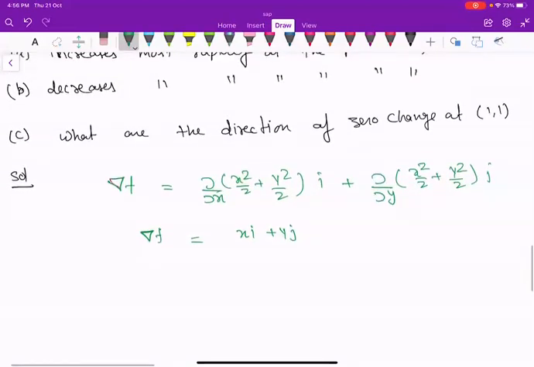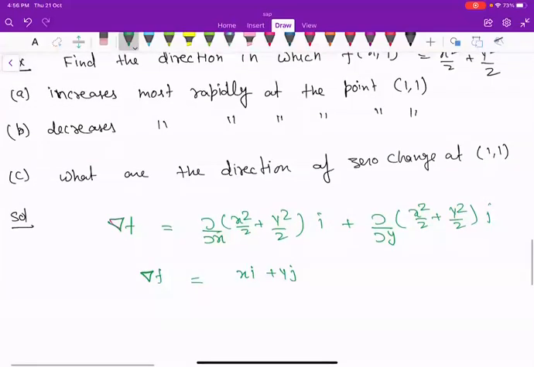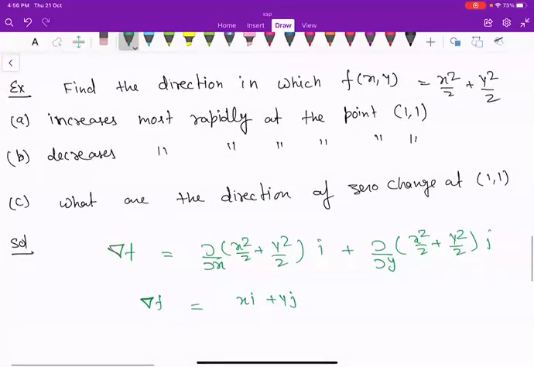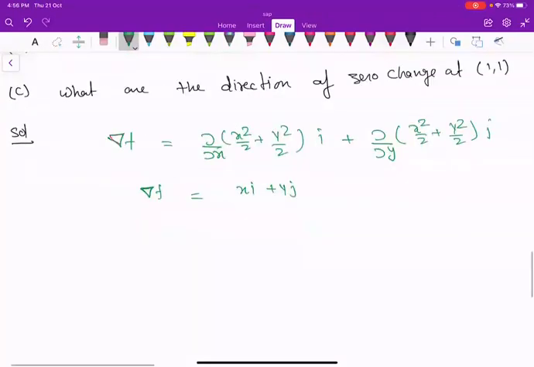So it is asked in which direction. Okay, find the direction in which the function increases most rapidly. So whenever it is asked to compute a direction, then what we have to do is compute the unit vector in that direction. Okay, so let us first compute del f at (1,1). It is coming out to be i plus j.